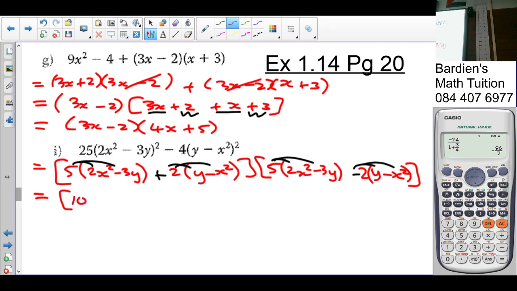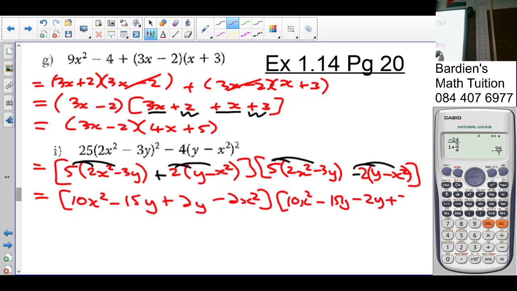So we get 10x squared minus 15y plus 2y minus 2x squared. Next bracket: 10x squared minus 15y minus 2y plus 2x squared. Okay. Now what? Like terms. Those two are like.